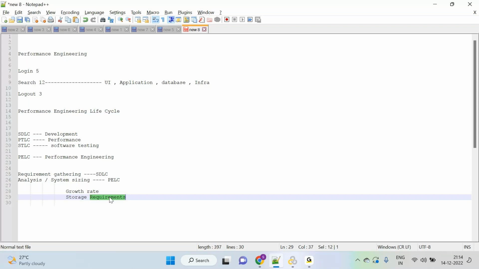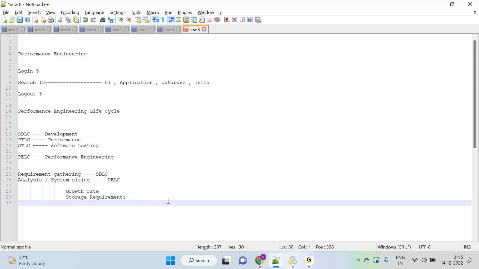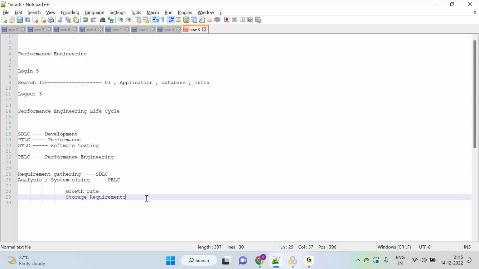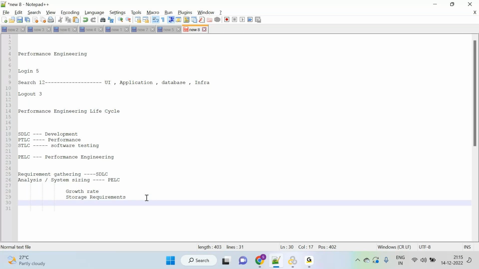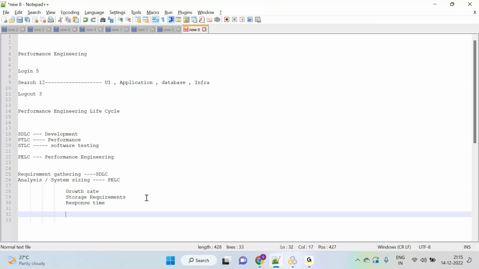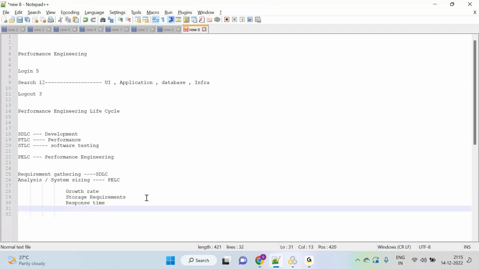Okay. And then we have to think about end user response time, or you call that response time also. Response time related things we also have to think about, and the total users or concurrent users, whatever you call it. Okay, that also we have.